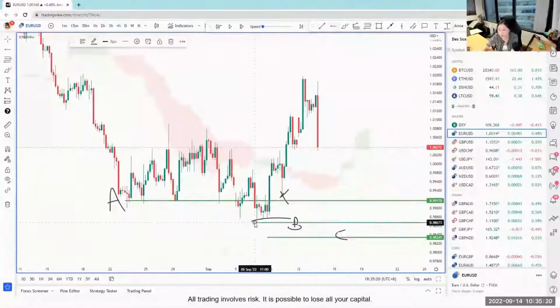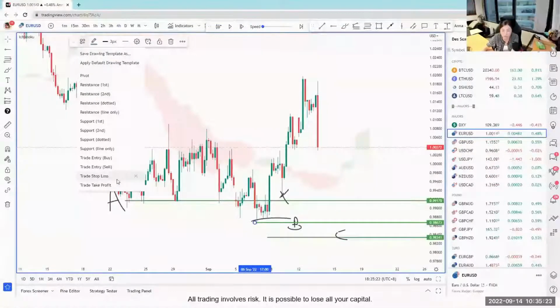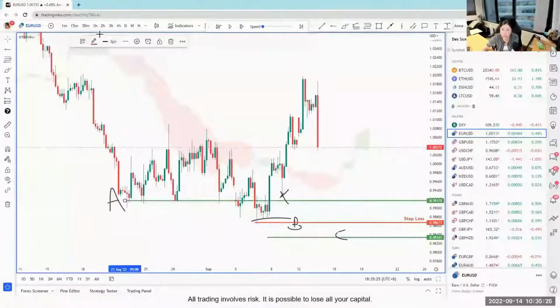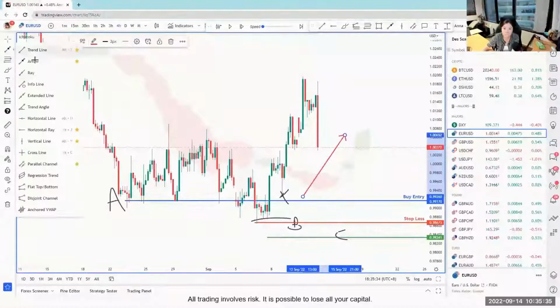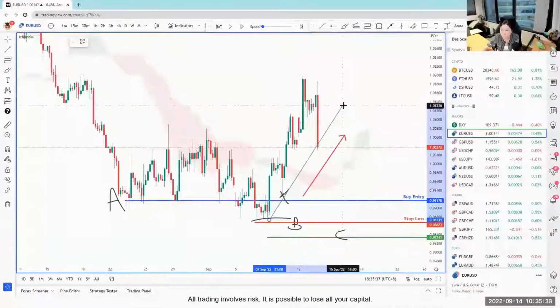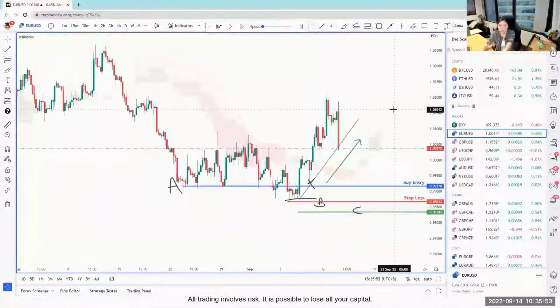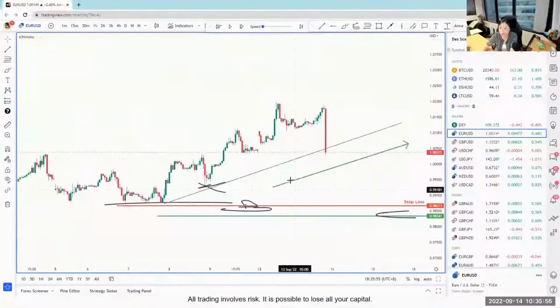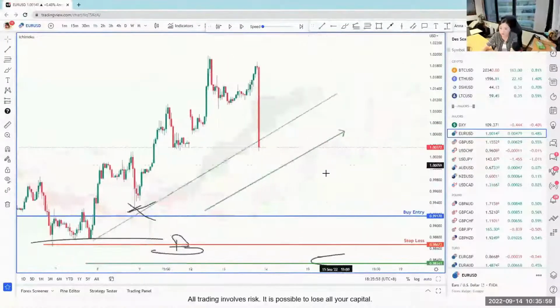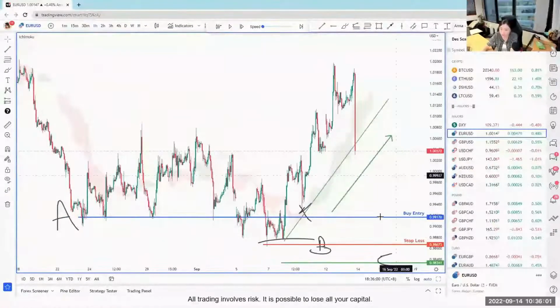I would place my stop loss maybe here. Let me just set up the trade, then I can explain further. So for example, I'm looking for price to do this. Let me change the color to green. So I am bullish. For example, I'm bullish on my Euro USD. And then I have my buy entry right here.